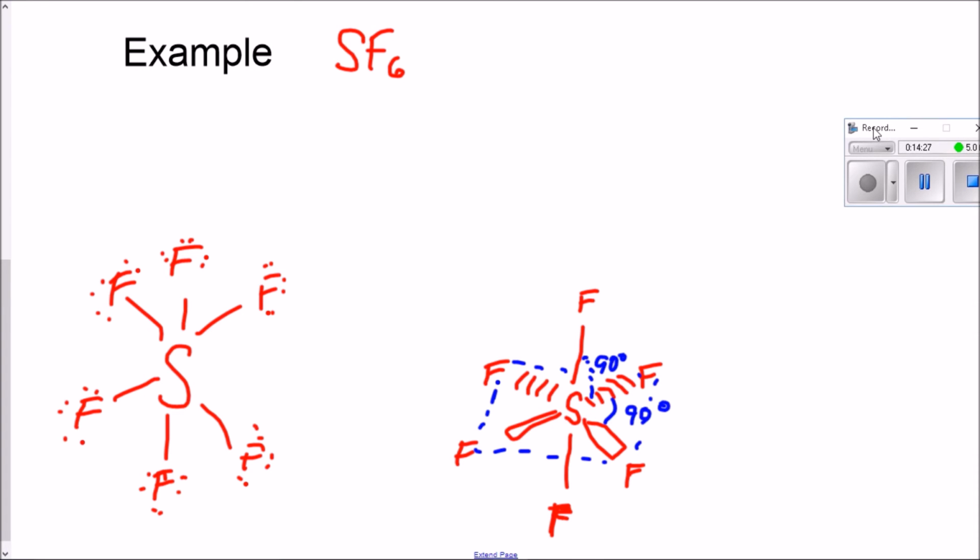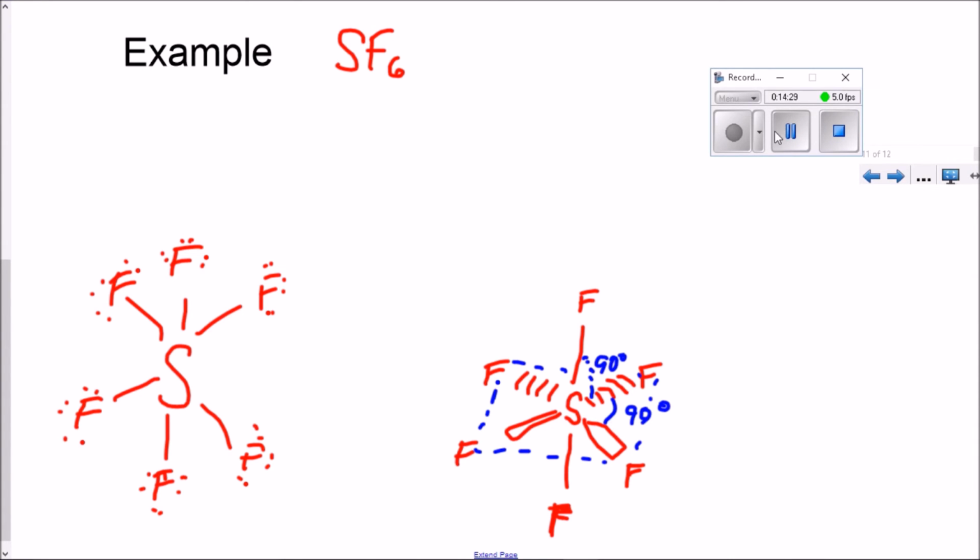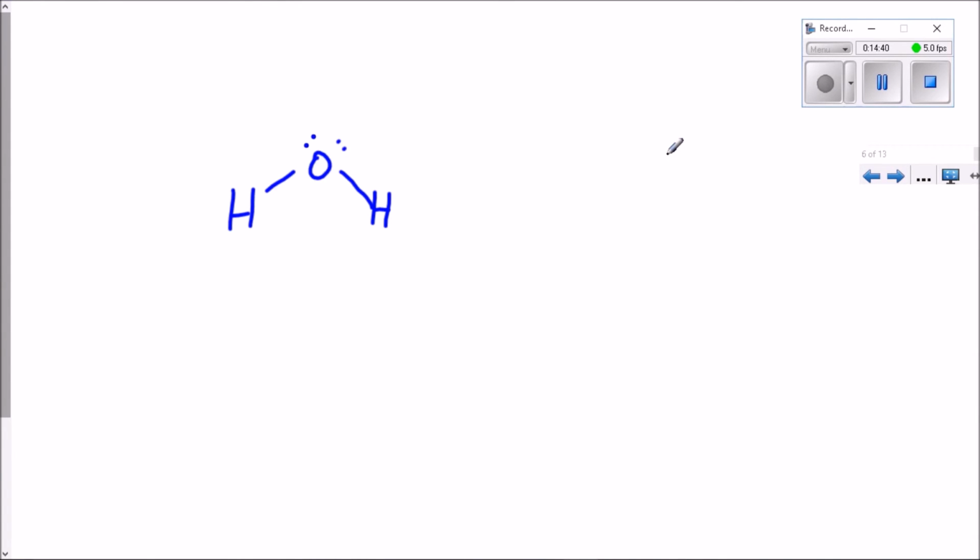Just to give us a little practice before we go, what I'm going to ask you to do is I'm going to draw a loose structure, and I'd like you to tell me the VSEPR numbers for the following. Okay, what are the VSEPR numbers for water? Well, first we have to look at it. Go ahead, just take a moment, see if you can write it down. I'll pause the video here.